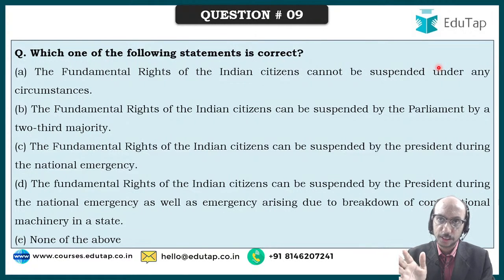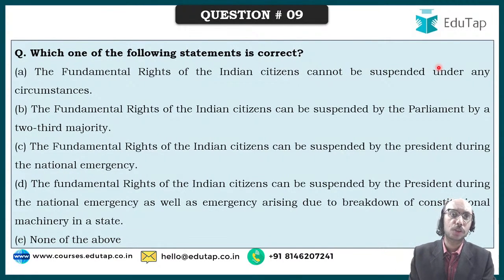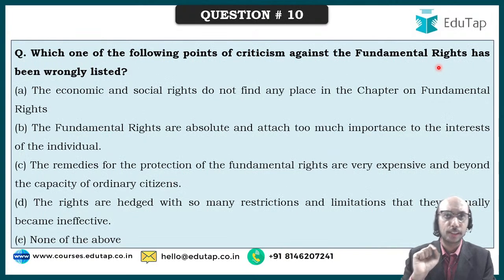Under any circumstance, can be suspended by parliament by 2/3 majority, can be suspended by president during national emergency, can be suspended by president during national emergency as well as emergency arising due to breakdown of constitutional machinery, or none of the above statements are correct. You have to tell me which statements are correct. 9th question ka answer I am seeing is C for many students. Harsh, Robin, Chaya, Rakesh have given 9th question ka answer as C. Moving ahead to the 10th question.